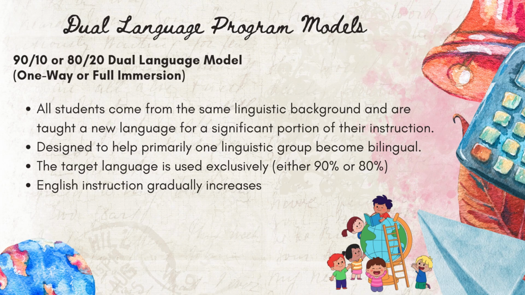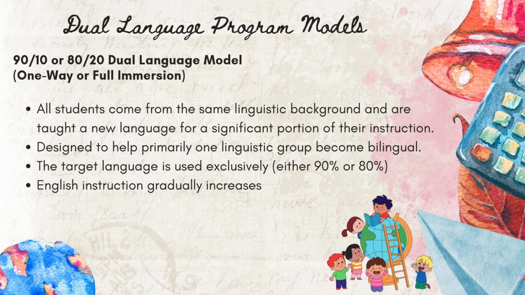Another model used in dual language programs is the 90-10 or 80-20 one way or full immersion model, which is when all students come from the same linguistic background and are taught a new language for a significant portion of their instruction. Programs with a full immersion model typically serve English speaking students and create an environment in which the target language is used exclusively.